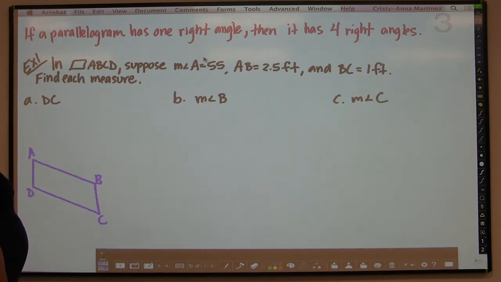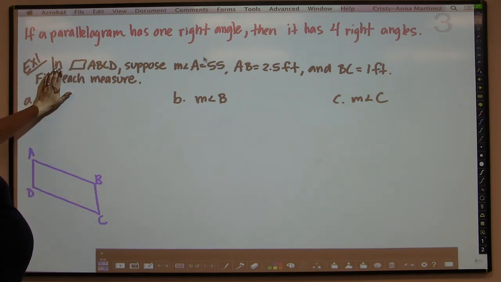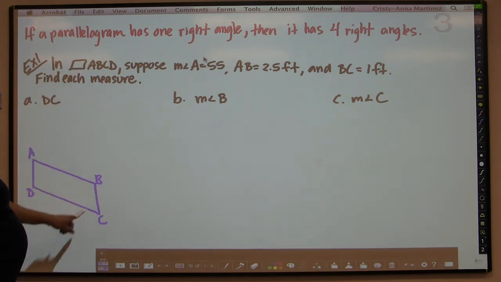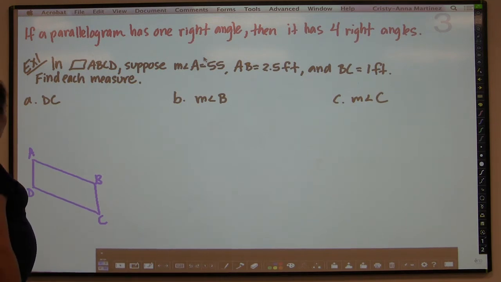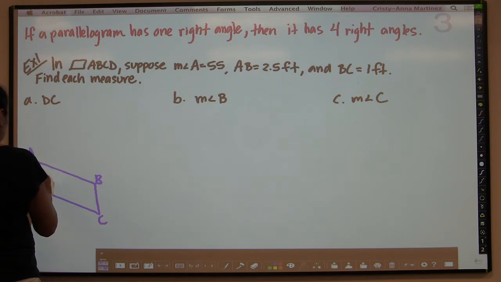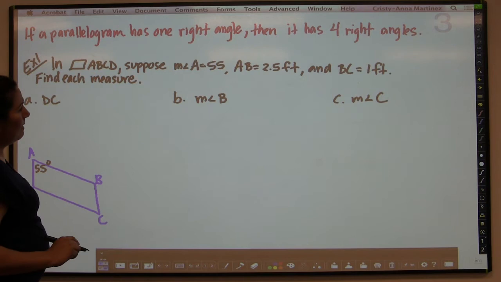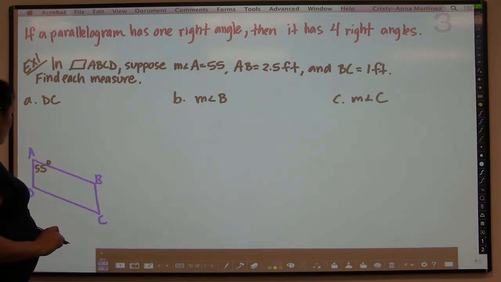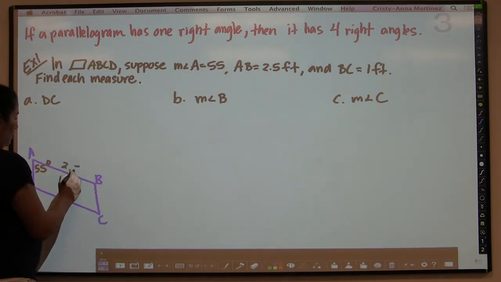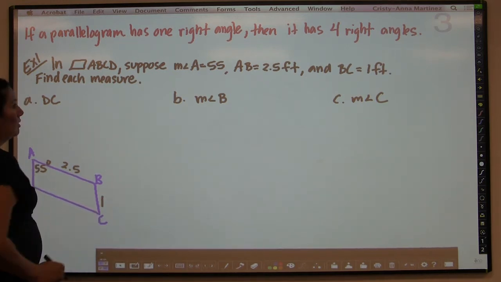So now we have example one, and it says the symbol that we use for a parallelogram is this little guy right here. They don't always put it, but that's the symbol, that's what it means. So this is going to be read as parallelogram ABCD, which we have here. Suppose that the measurement of angle A is 55. So I'm going to fill in some of this information. And segment AB equals 2.5, and BC equals 1 foot. Find each measure.